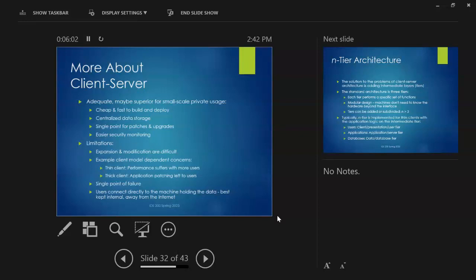Okay, so there's that. The big problems, of course, expansion and modification are difficult. For example, if you try to add more users on a thin client system where the work's happening on the server, of course, if the server gets busy, performance is going to suffer. Likewise, even if the clients are all running thick applications, right? If the work is mostly happening on the client machines, then what's going to happen? Well, application patching is all going to happen on those individual machines. You're not going to have the advantage of having everything in one place.